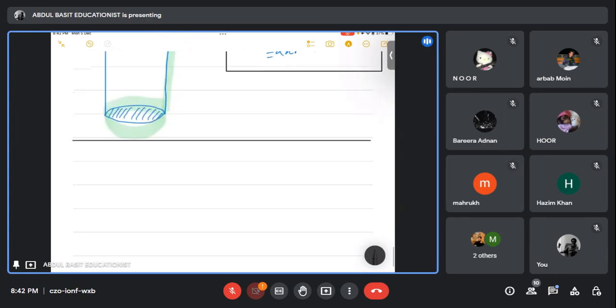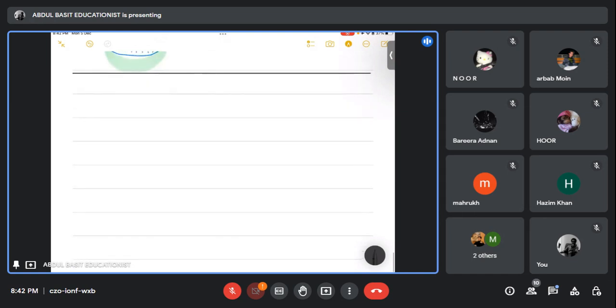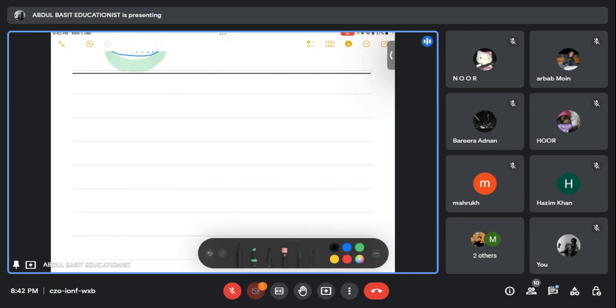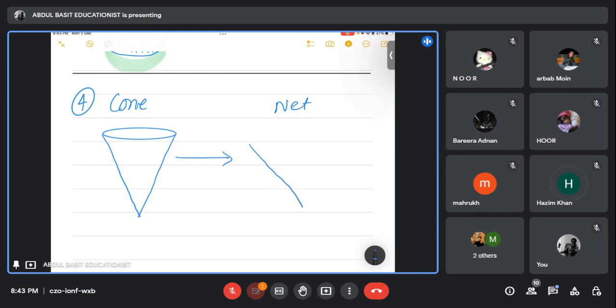Okay, so the next shape is, हमारे पास तीन 3D शेप हो गए हैं, अब हमारे पास है fourth 3D shape. This is the fourth shape, which is a cone. We know how a cone looks like. A cone is something like that, and the net of the cone is a sector. अच्छा बेटा, net of the cone क्या होता है?